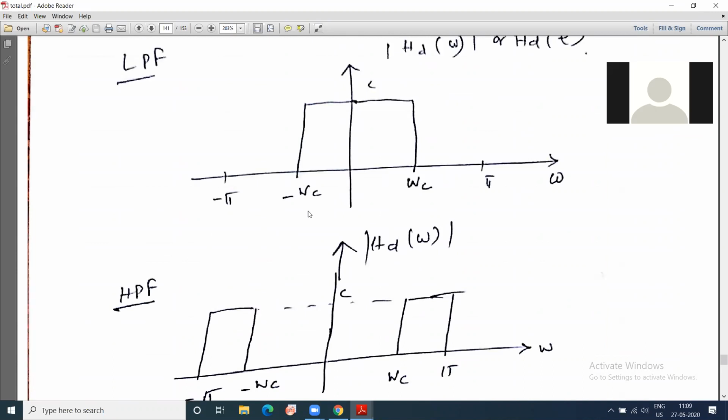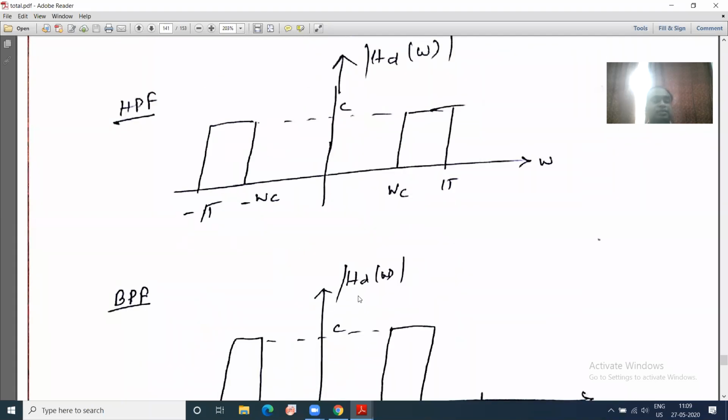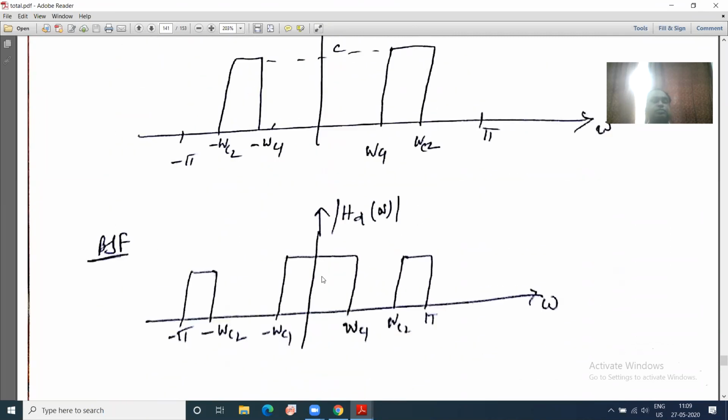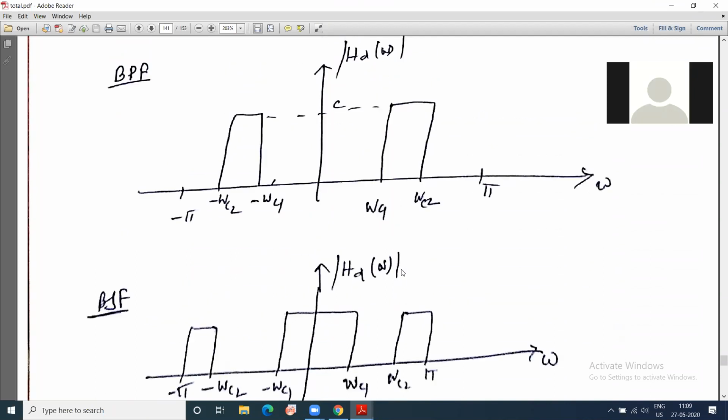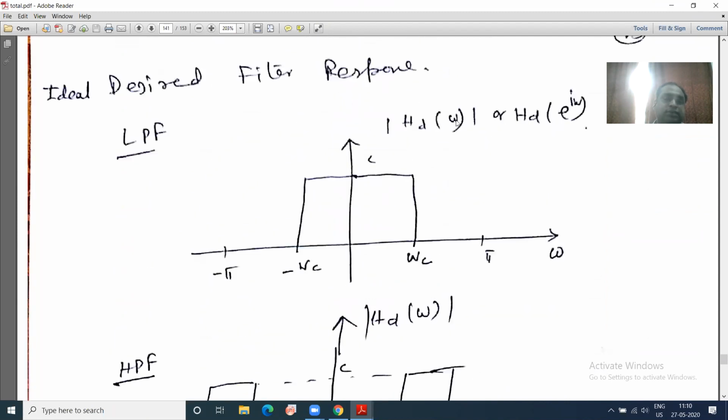Suppose if you have to design a low pass filter, then you have to assume this is the desired response. If you have to design a high pass filter, then this will be the desired response. And this is the band pass filter, so this is the desired response. And this is also your desired response. Now, once you know the desired response, Hd of omega is known to you, the magnitude.